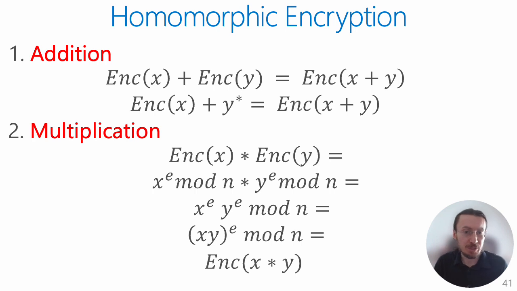For the multiplication, if we assume that the values are encrypted using, let's say, RSA public key, an encrypted message x is obtained by taking x to the power of e modulo n. Then, when we multiply encrypted x by encrypted y, we get x times y to the power of e modulo n, and this gives us encrypted x times y.